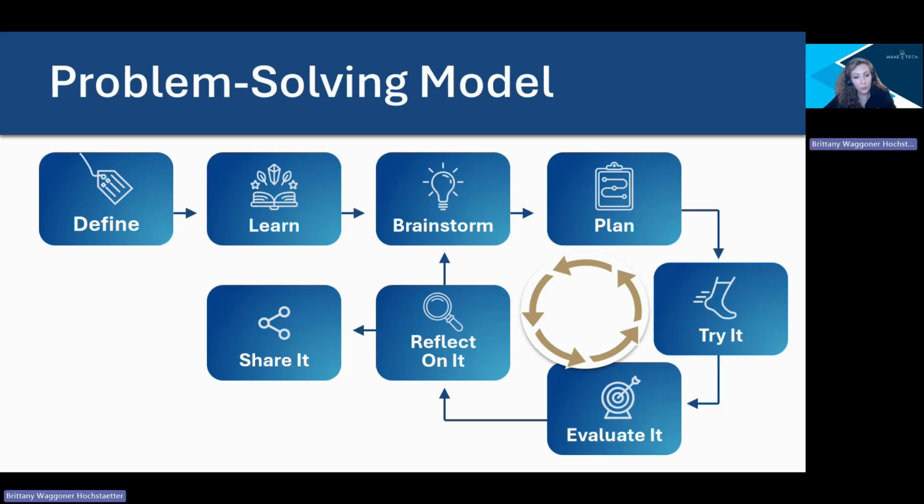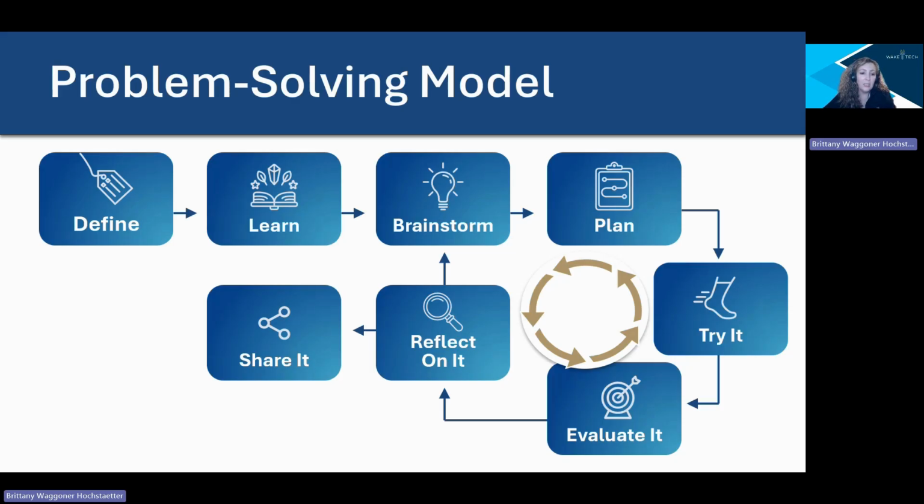Then comes evaluate it. We assess whether the solution worked. Did it solve the problem, real or hypothetical? What were the results? And did it create any new challenges along the way? Then we reflect on it, thinking about what we learned. What could be improved? And do we need to go back and adjust anything in the brainstorming or planning? This reflection leads us into a feedback loop that may cycle through several iterations of brainstorming, planning, trying, and evaluating.